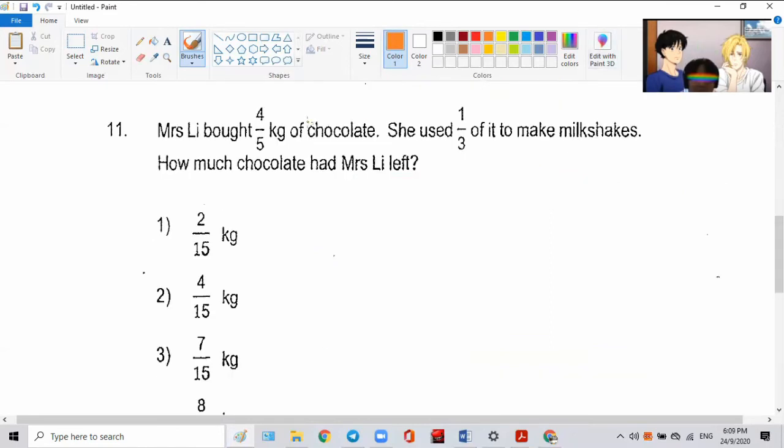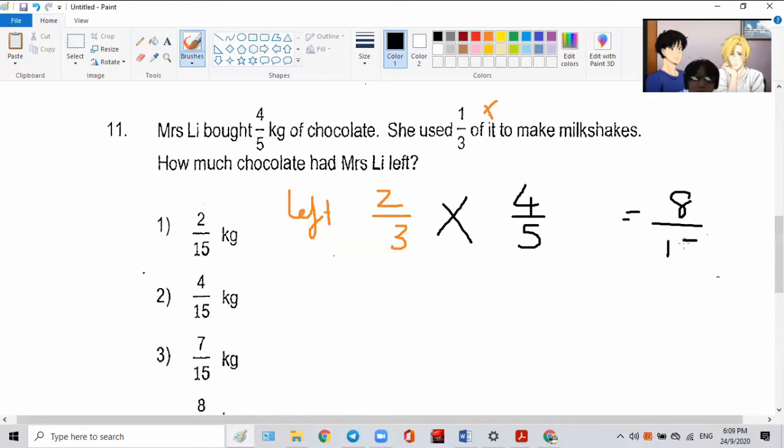Mrs. Lee bought 4 kg of chocolate. She used 1/3 of it to make milkshake. How much is she left with? If she used 1/3, she must have 2/3 left, right? Because one whole is made of 1/3 and 2/3. Just now you used 1/3, then you must have 2/3 left. 2/3 of what? Of means times 4/5. Do you understand? How to do?